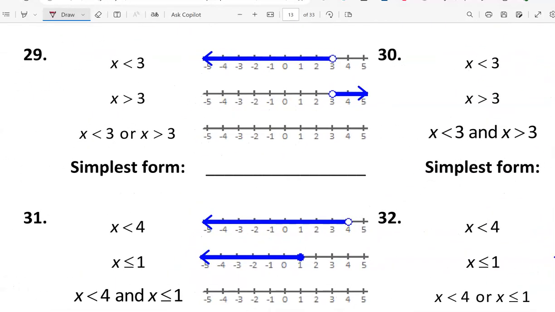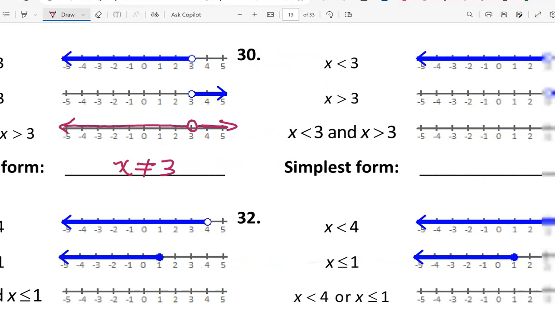In number 29, we have two sets that are joined with the word "or." So combining the two sets together, we can see the only number not included in their union would be 3. The simplest way to say that is x is not equal to 3.